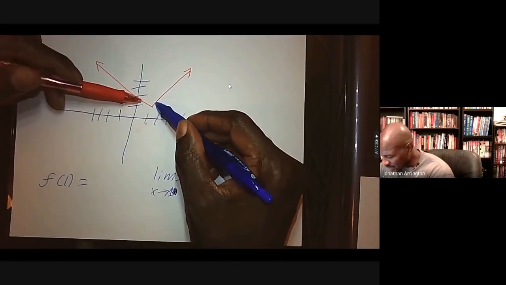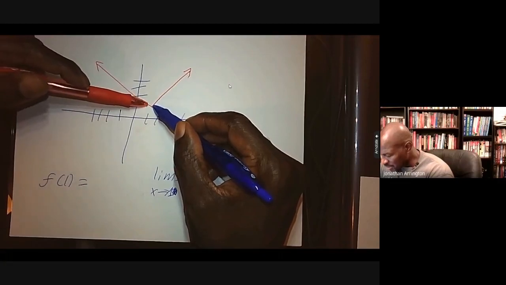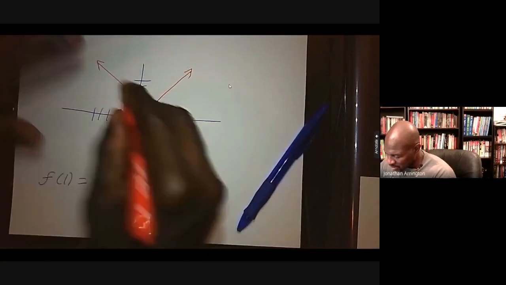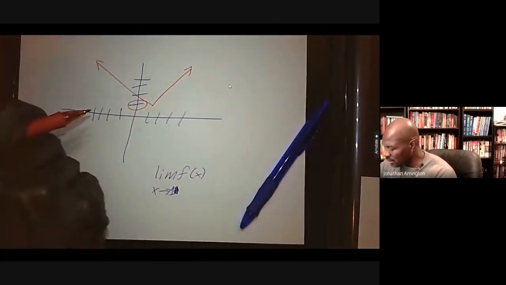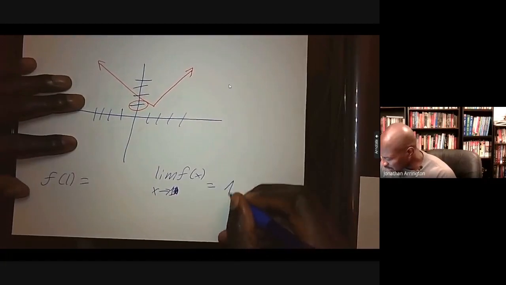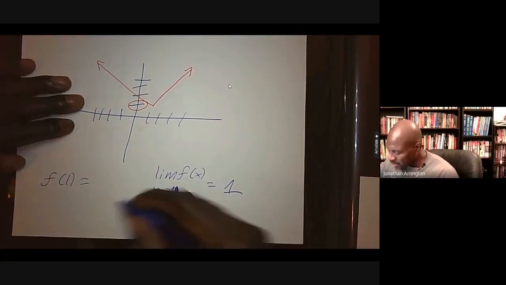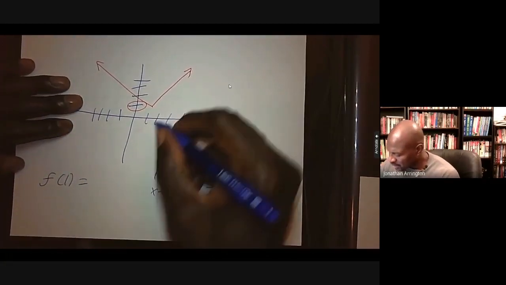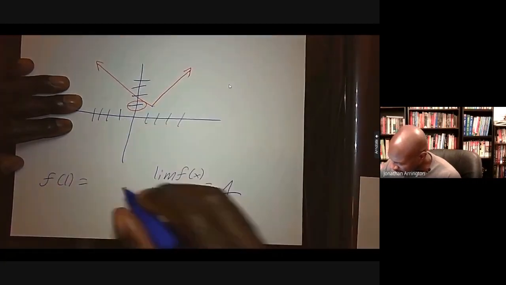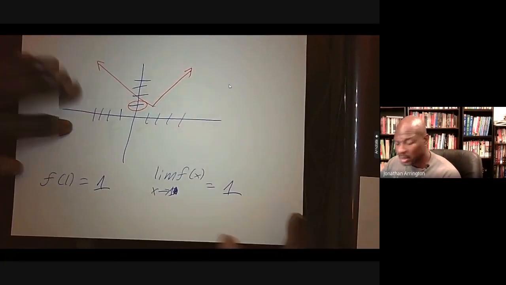And as I get real close to 1, I look at the y value, and it appears to be 1. So the limit of f of x as x approaches 1 is 1. Now I'm going to look at the value of f of 1. Well, here's 1 here, and the value of f of 1 is, you guessed it, 1 as well.